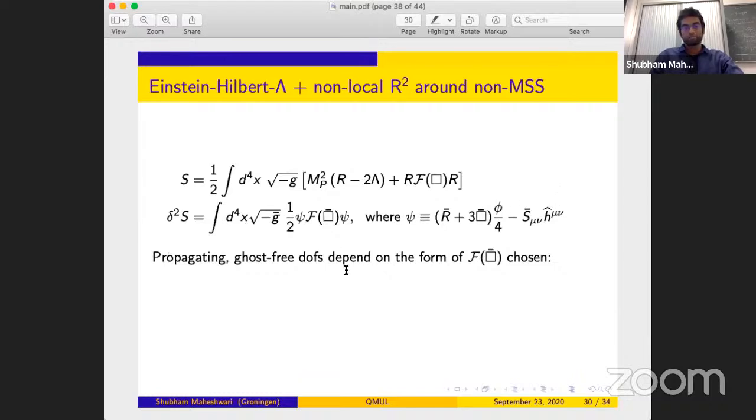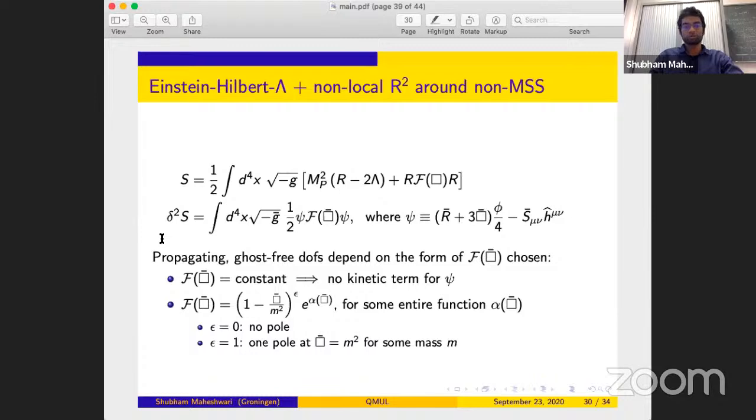So if you have the quadratic action that looks like this, which describes only one scalar degree of freedom, you have the kinetic operator, simply given by f of box. So the propagating or ghost degrees of freedom depend on the form that you choose for this f of box.